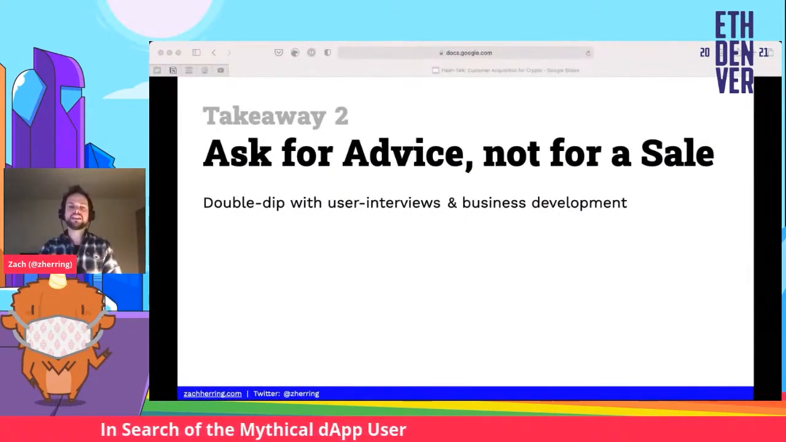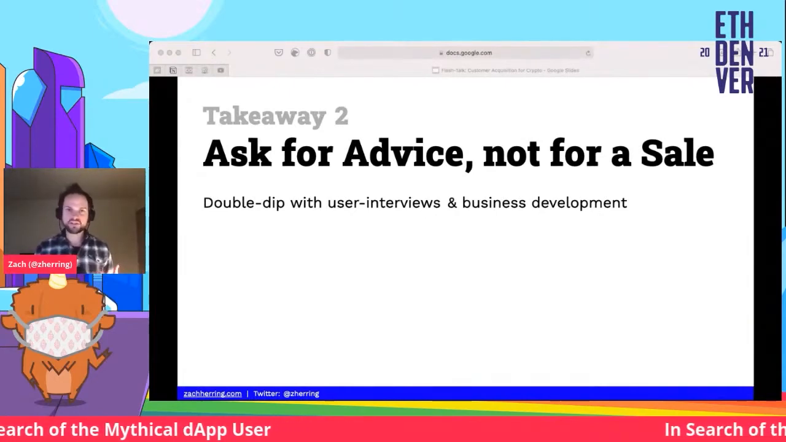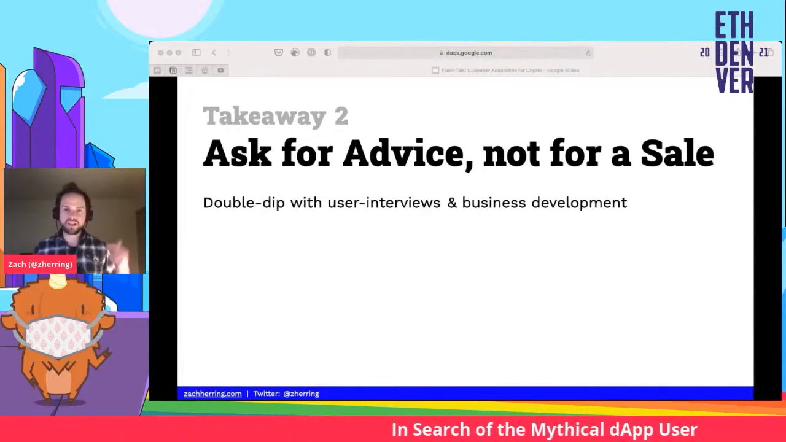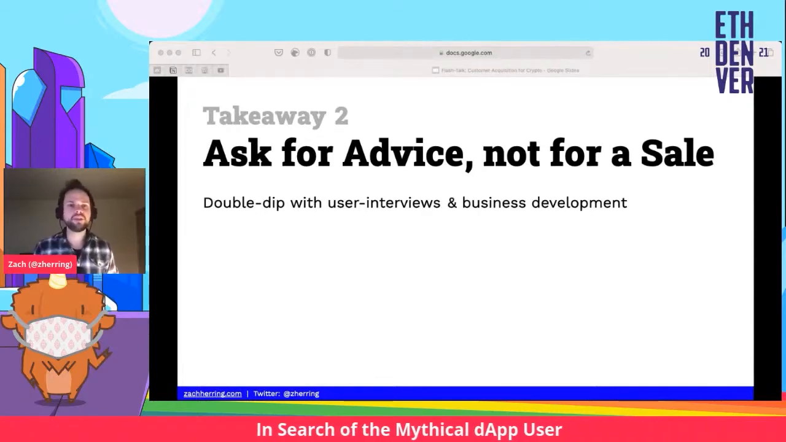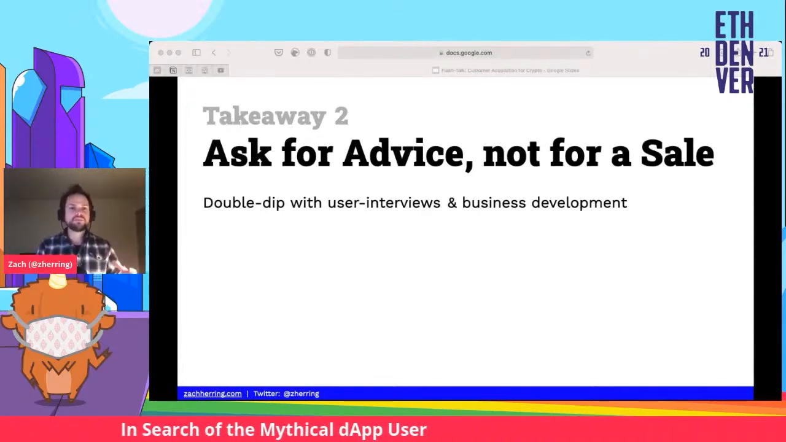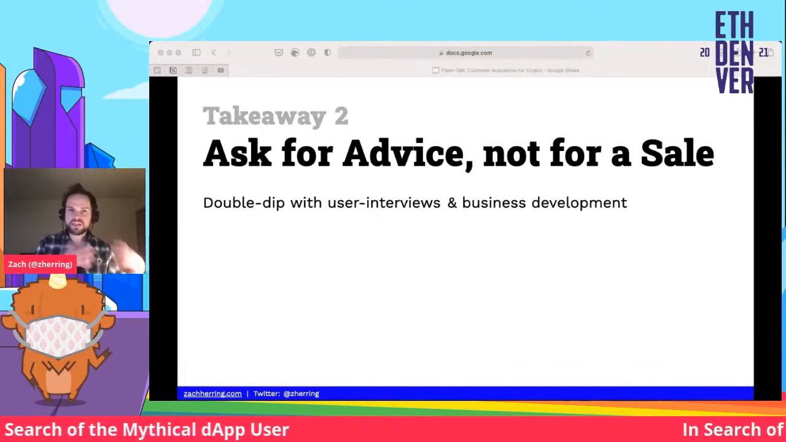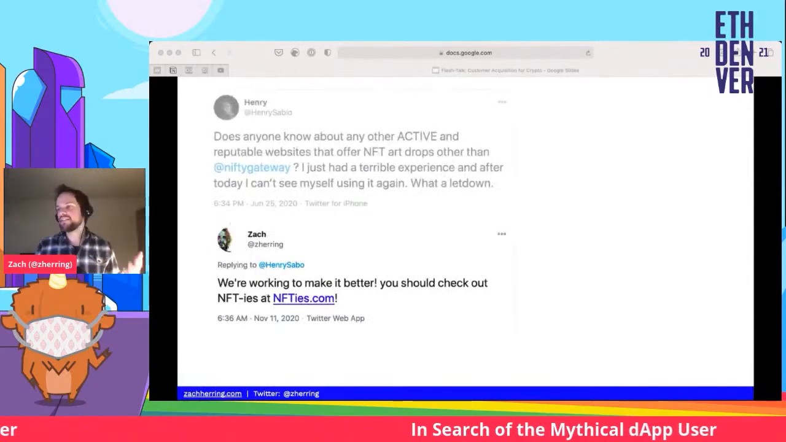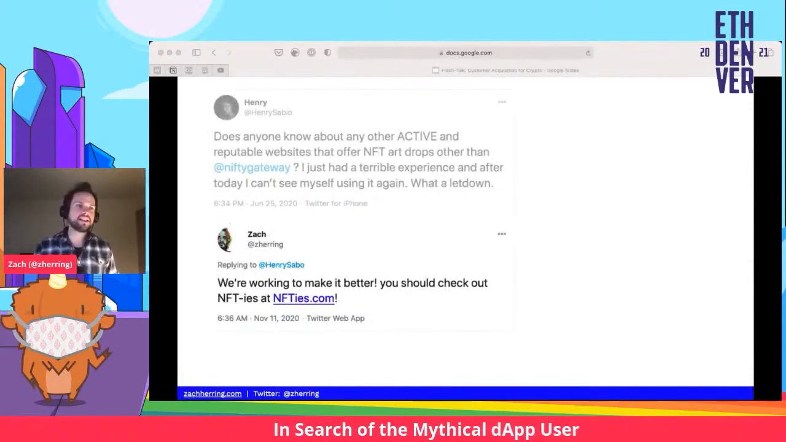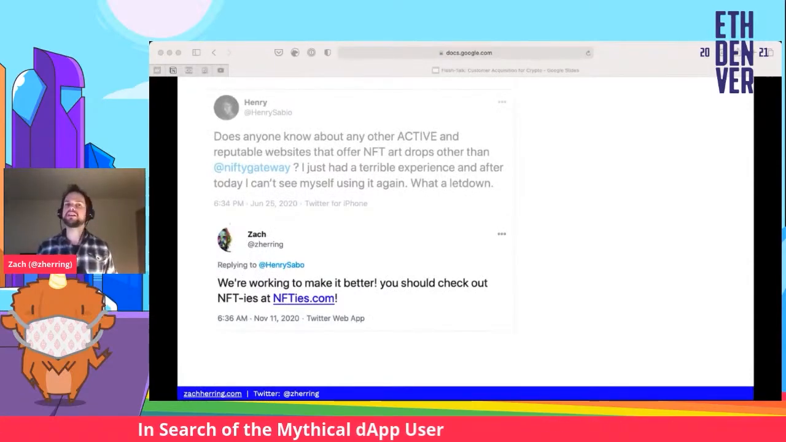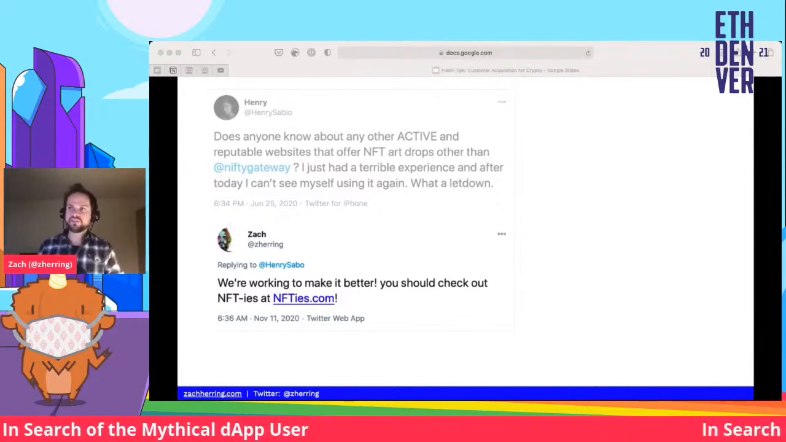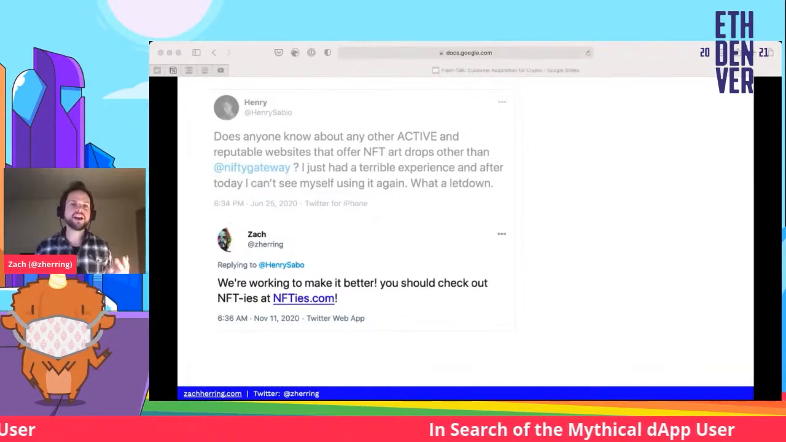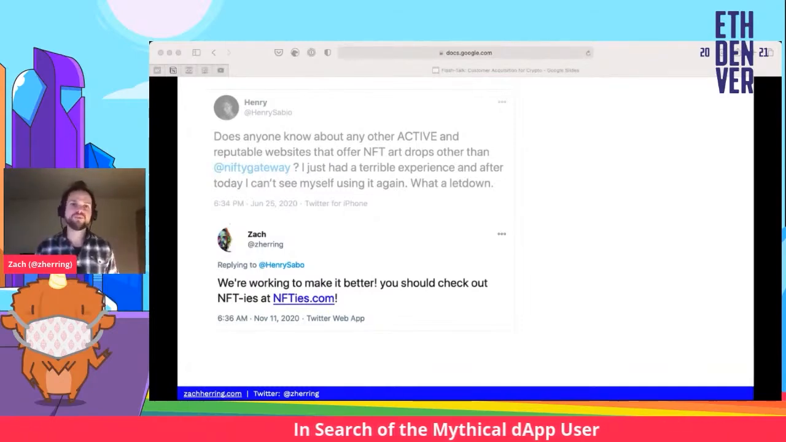So this is where we get into a specialized approach that I take. I really haven't found too many other people that do it, besides one book that I recommend in the appendix. I'll cover that in a bit. But essentially what I'm recommending people do is double dip with user interviews and business development. What does that look like? Let's say that I wanted to build something that was an NFT onboarding experience. It took me literally 30 seconds to find someone on Twitter who was publicly complaining about a terrible NFT onboarding experience.